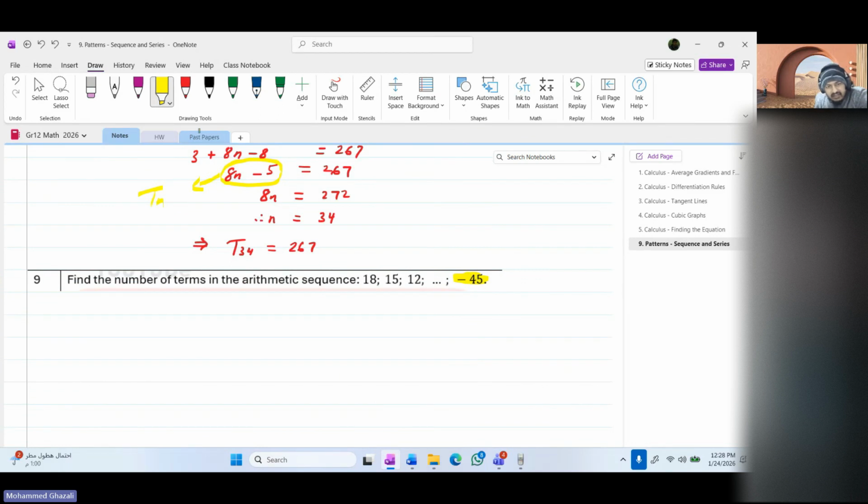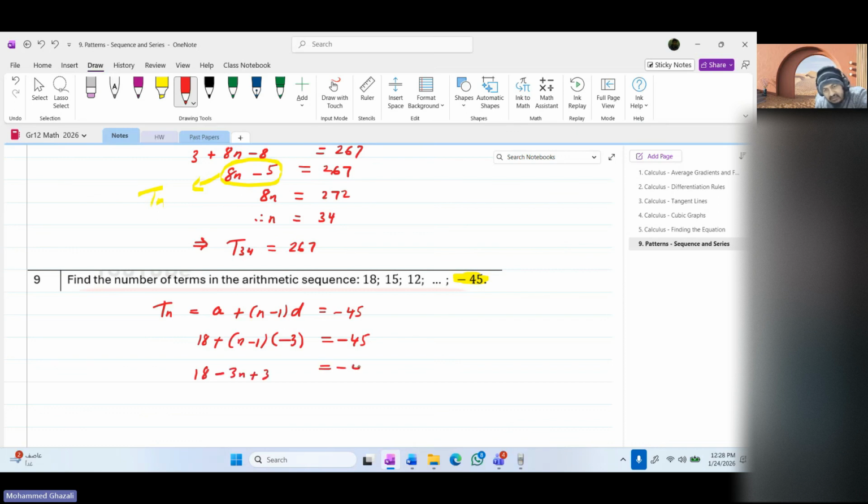So Tn again is equal to a plus (n minus 1)d is equal to negative 45. So a is 18 plus (n minus 1). What is the common difference? Common difference is 15 minus 18, which is negative 3. So 18 minus 3(n minus 1) is equal to negative 45.